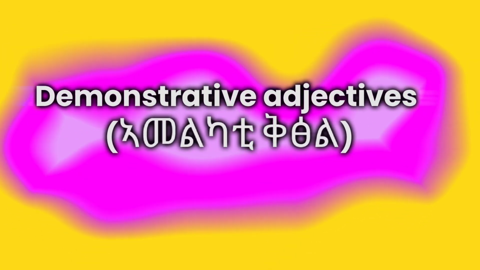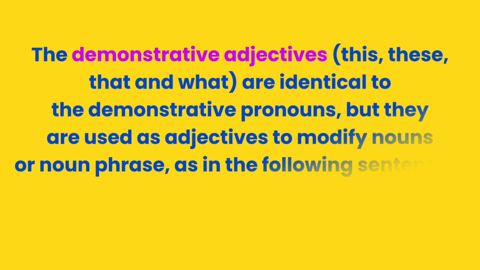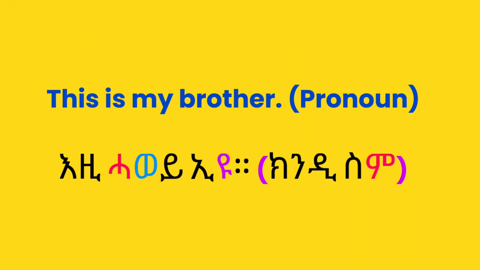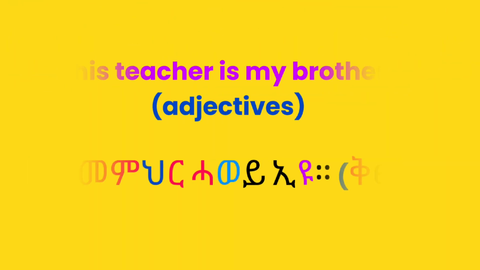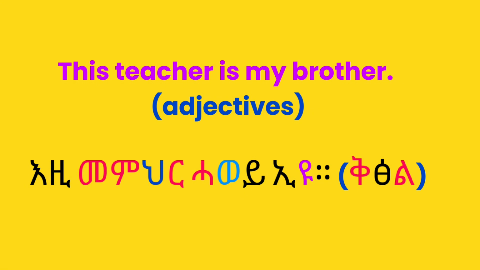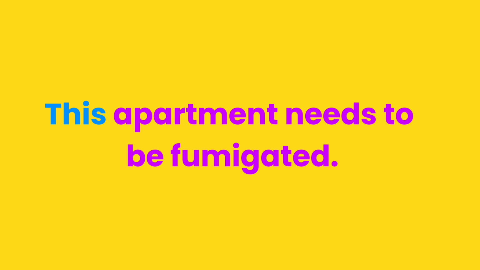Demonstrative adjective. The demonstrative adjectives this, these, that and what are identical to the demonstrative pronouns but they are used as adjectives to modify nouns or noun phrases, as in the following sentences. This is my brother. Pronoun. This teacher is my brother. Adjectives. Look at that man. This apartment needs to be fumigated.